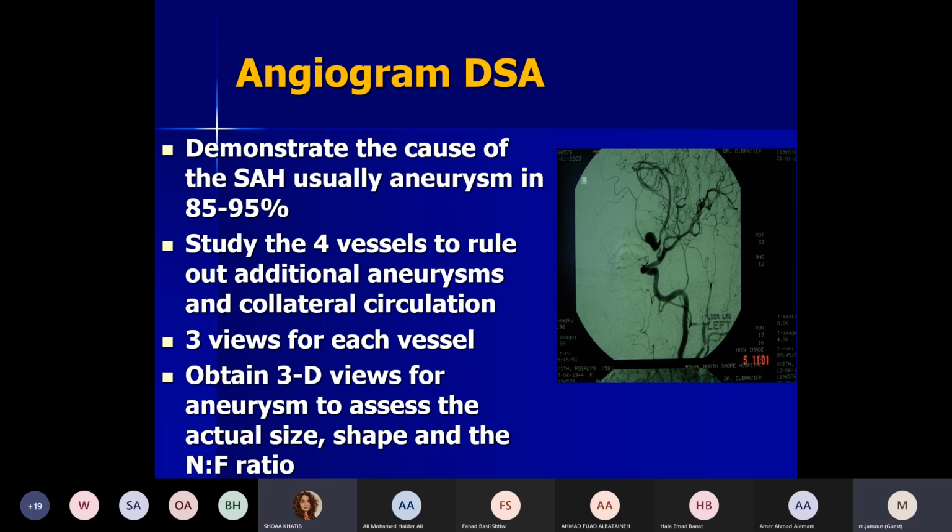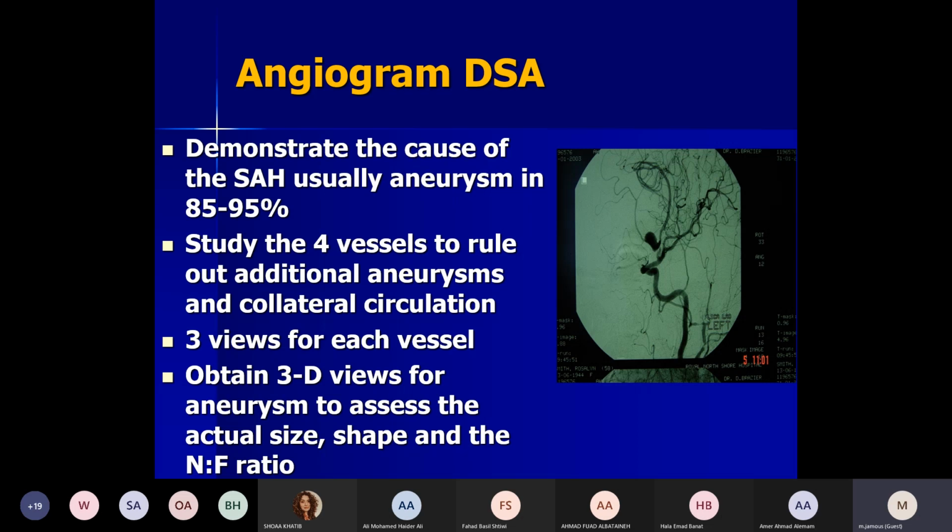So the CT scan should be normal. As you mentioned, if there is bleeding on the CT scan, we cannot do lumbar puncture. And there is no need to do lumbar puncture, actually, because the CT is diagnostic. But in a questionable case, if the clinical presentation is suggestive and the CT is normal, we need to exclude subarachnoid hemorrhage by lumbar puncture.